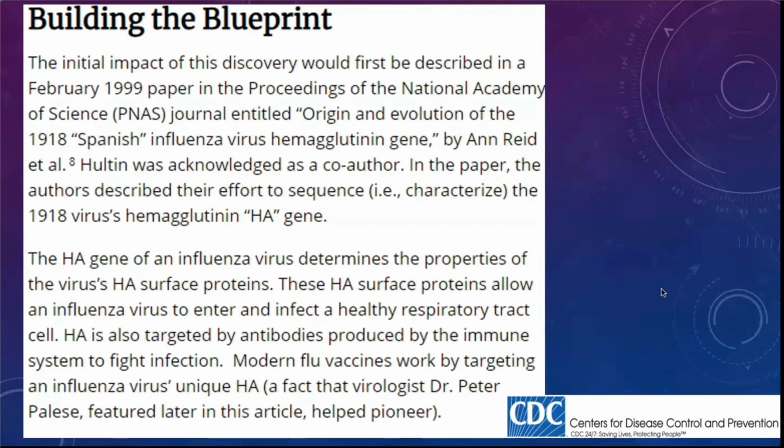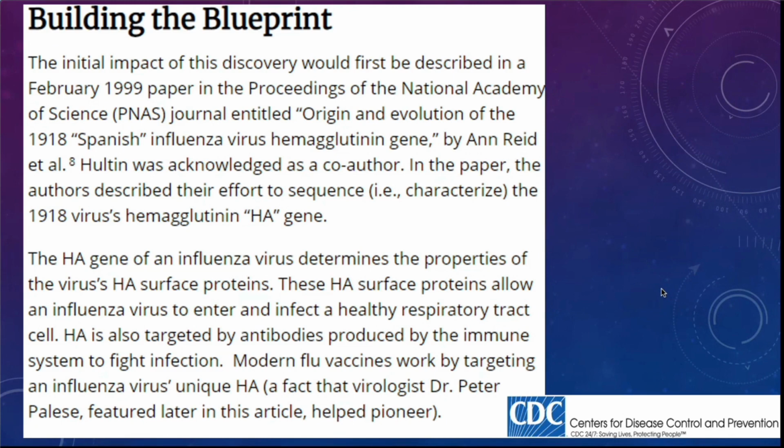So eventually they published this paper, and it was entitled Origin and Evolution of the 1918 Spanish Influenza Virus Hemagglutinin Gene. And that was in 1999. And Hultin was, of course, acknowledged as a co-author because of his effort trying to isolate the virus from these tissues from Alaska.